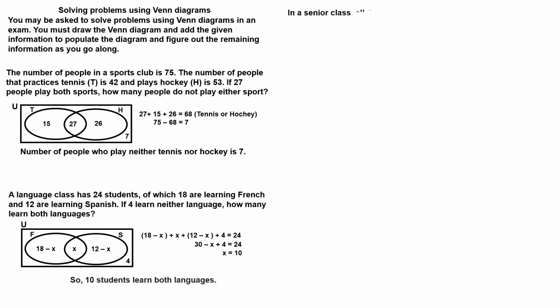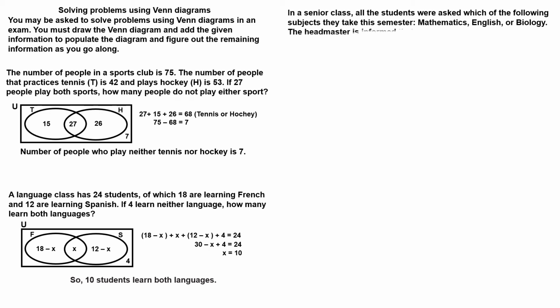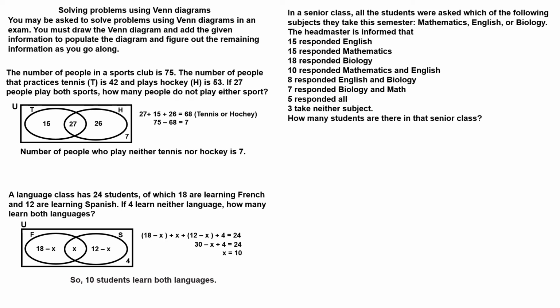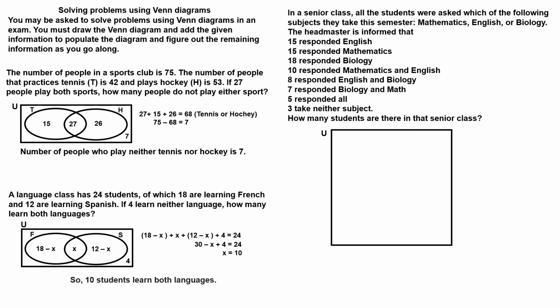In a senior class, all the students were asked which of the following subjects they take this semester: mathematics, English, or biology. The headmaster is informed that below is the result of the survey. How many students are there in that senior class? Let the universal set be the senior class. Let M, B, and E be the sets of students taking mathematics, biology, and English, respectively.